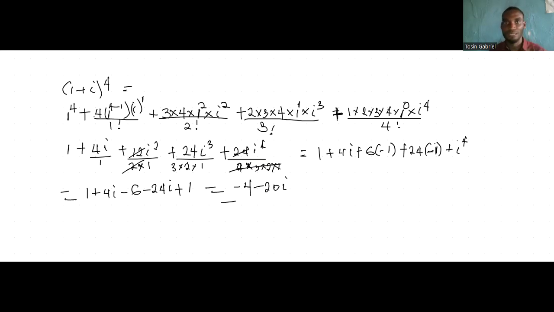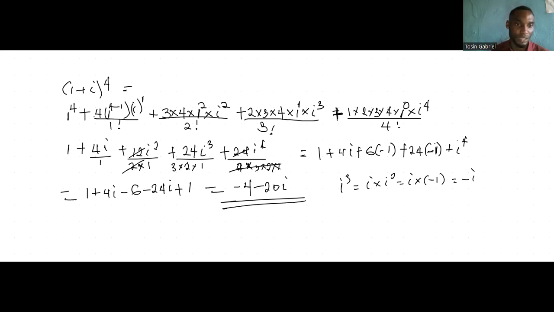So I know some of you are asking me, how come? How did you know that i raised to the power of 3 is minus i? It's very simple. This is i raised to the power of 3. Now, this i raised to the power of 3 can be expressed as i multiplied by i squared. What is i squared? i squared is minus 1. So minus 1 times i will give you minus i. So that's how I know.